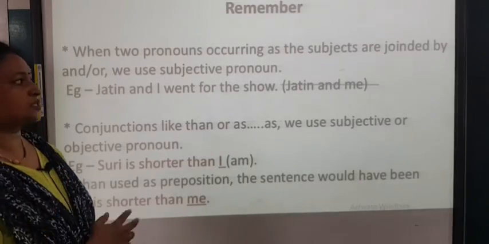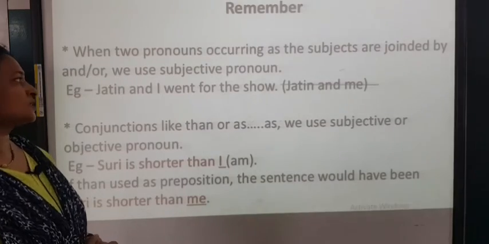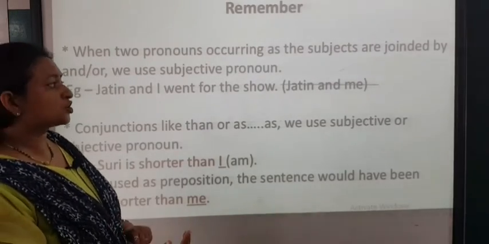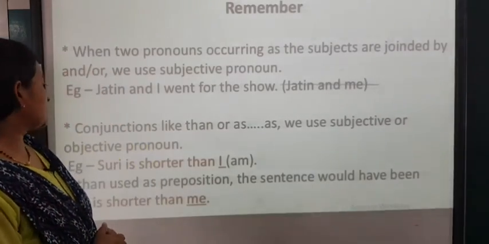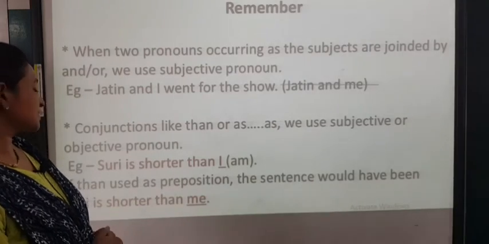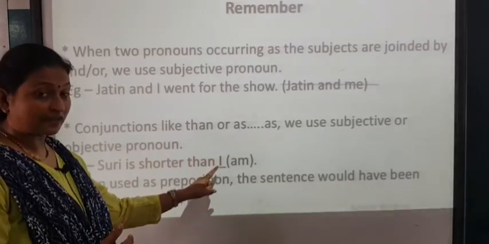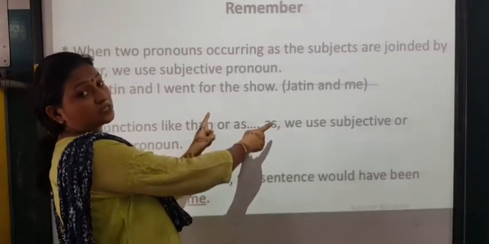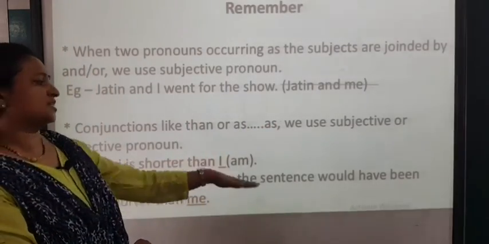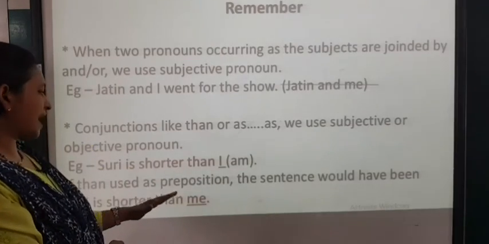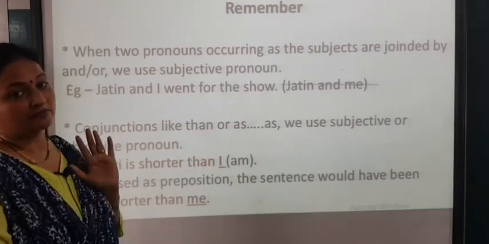Remember, when two pronouns occurring as the subjects are joined by and or or, we use the subjective form. Jatin and I went for the show. We will never say Jatin and me. It is subjective, I. With conjunctions like than or as, we use subjective or objective. Suri is shorter than I. Subjective is used; here actually objective should be used, but when than is used like this, then you have to use I, subjective. If than is used as a preposition, the sentence would be Suri is shorter than me. Okay, you can write either one.